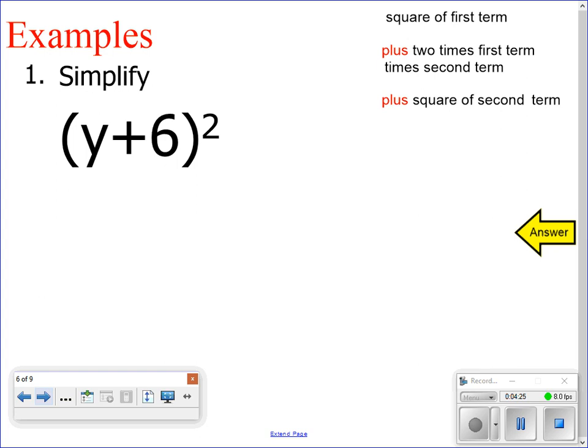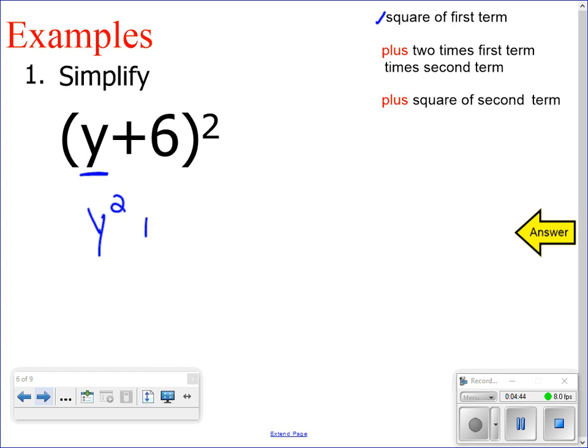Okay, let's look at the first example here. So we want to simplify this. What we notice is that this is the square of a sum. So remember, the square of a sum tells us to do a couple of things. It tells us to first square the first term. So we're going to square the first term. So our first term is y. So I square that. So y squared.